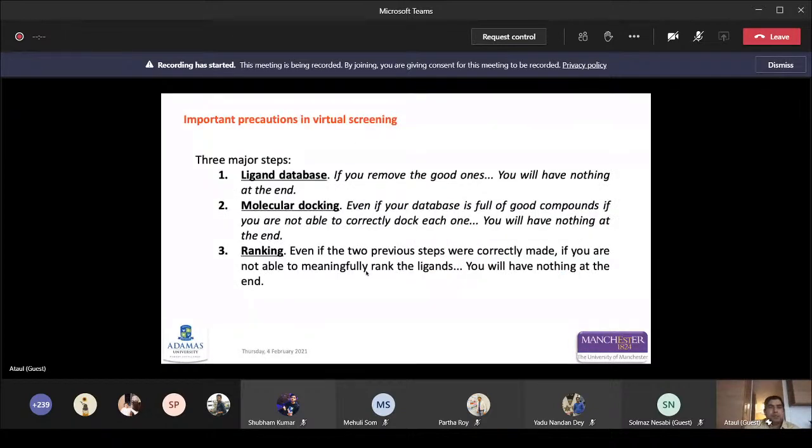So here, two very important things you have to keep in mind. First is the selection of the ligand database, that is based on the criteria you are using in the docking or virtual screening; there is a chance you may slip your good molecules. And in molecular docking, even if your database is full of good compounds, if you are not able to correctly dock each one, you will have nothing at the end. So the selection of the docking engine, your docking parameters, etc., is very important so that you can get the good molecules. And finally, you have to set up your criteria to rank the molecules. That's also important. If there is an error in the ranking, you may lose good molecules.